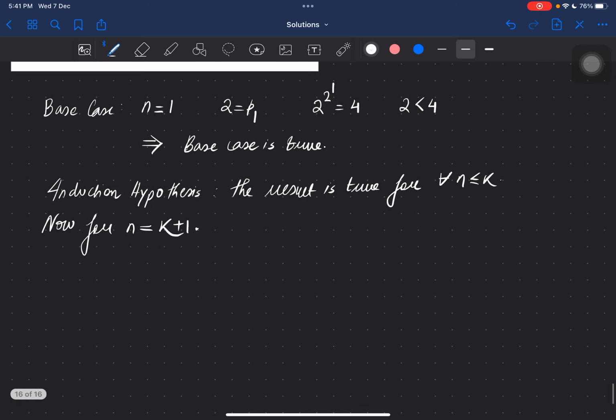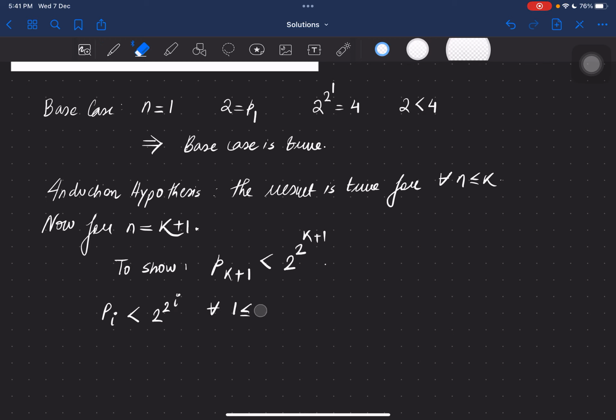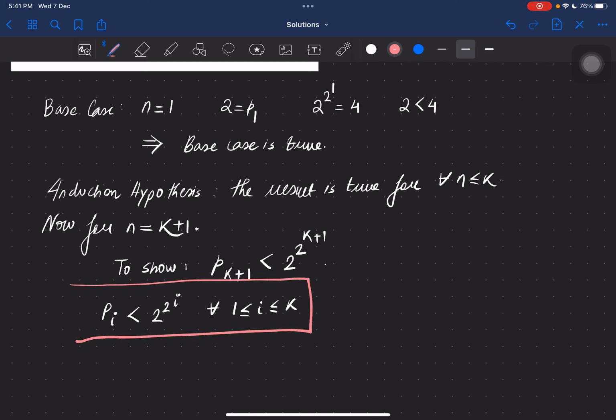So for k plus 1, to show that p k plus 1, right? Since we are taking this as a list of the primes, we have to show that this is less than 2 power k plus 1. So this one you have to show. But we know the results for the pi's. Each pi is less than 2 power i for all 1 less than or equal to i less than or equal to k. So this is true. This we can highlight. This actually we know, right?